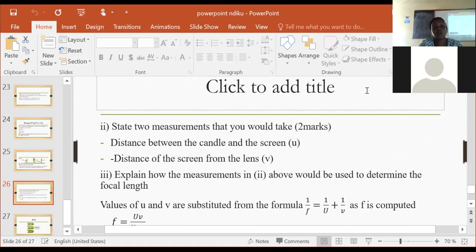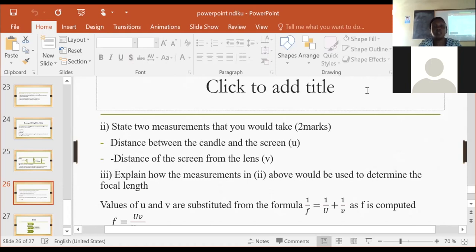Then after that, you are asked to explain how the measurements in Roman 2 above would be used to determine the focal length. You can use the formula 1 over f is equal to 1 over u plus 1 over v, and from there you compute f, making f the subject of the formula.